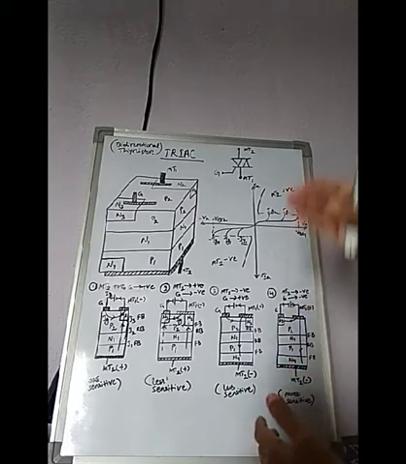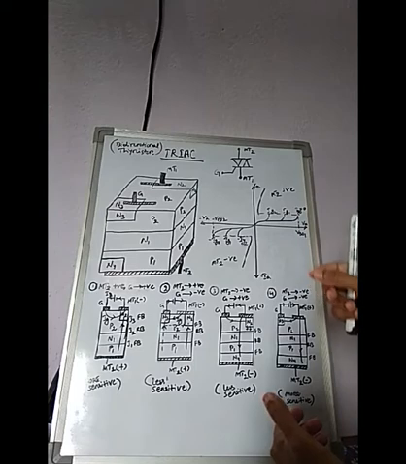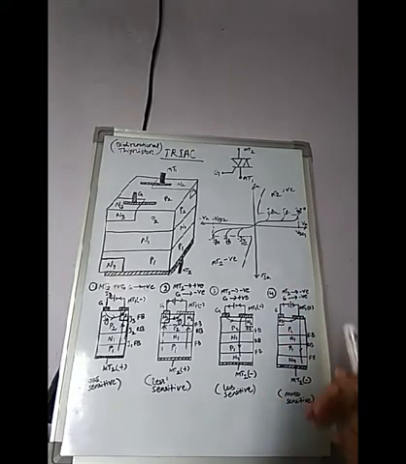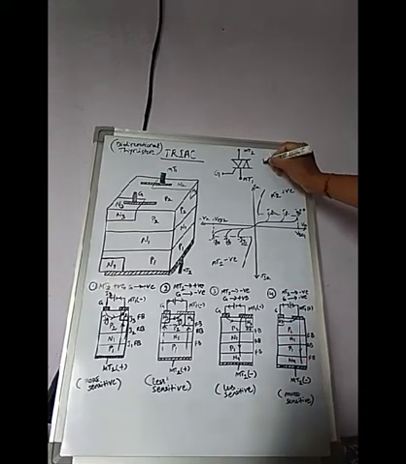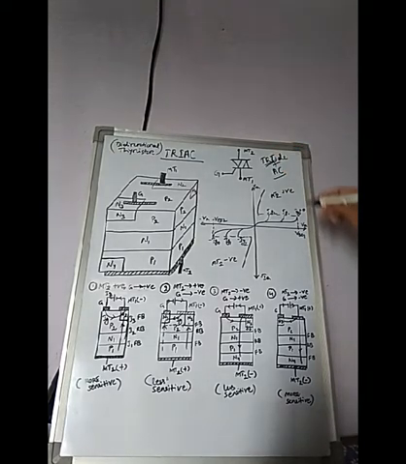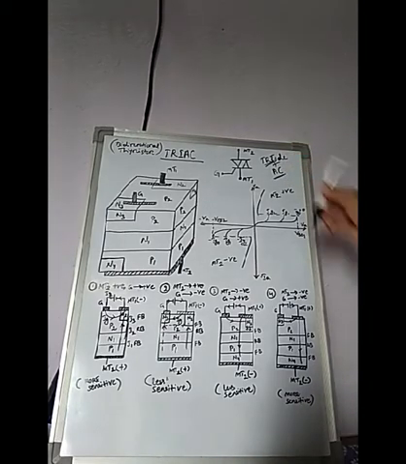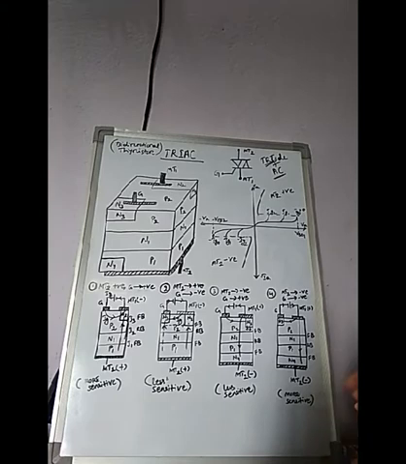Triac comes from the combination of the capital letters from the words triode and AC. So by combining this TRI and this AC, the term triac comes. Okay, so what is this triac? Let's see.